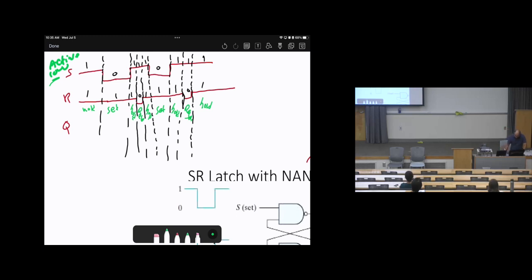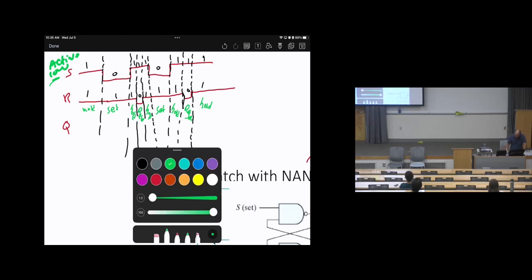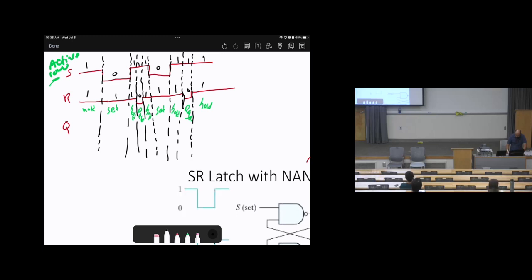Now, do we have any information about the initial condition? No. Then we say, I don't know. Okay. Then after that, we are in set. Then hold, reset, hold, set, hold, reset, hold. That's it. Clear?